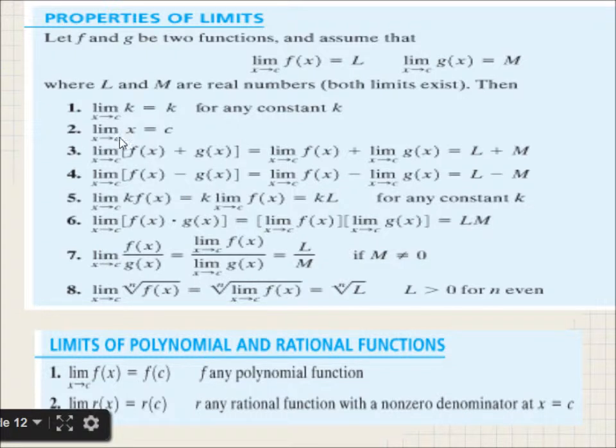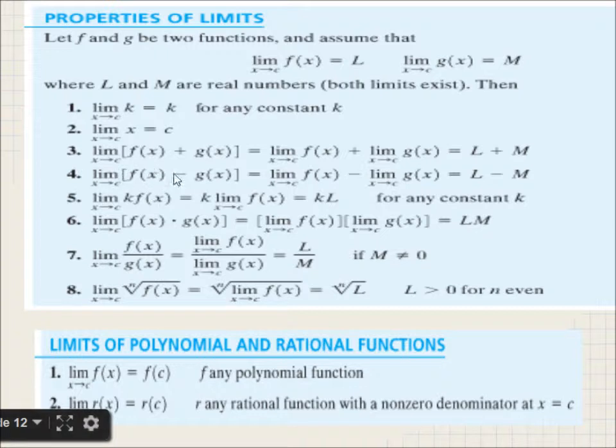Whenever there is the limit of f(x) plus g(x) as x approaches some constant c, we can write it as the limit of f(x) as x approaches c plus the limit of g(x) as x approaches c. Then the answer will be adding both limits individually, L plus M. It is the same in the case of minus. We just separate them as different limits, then put in the values and subtract.